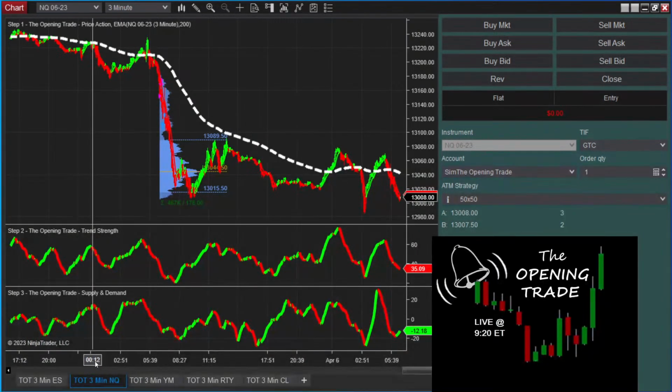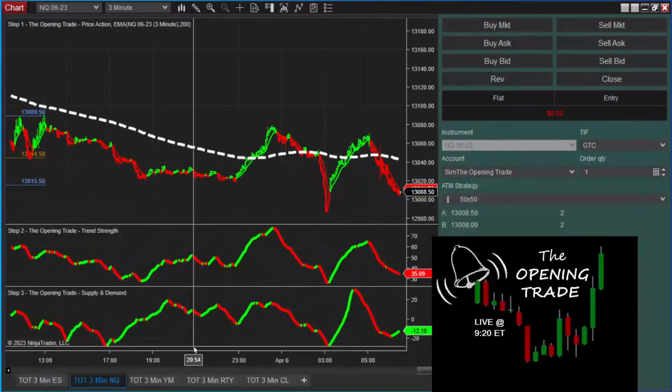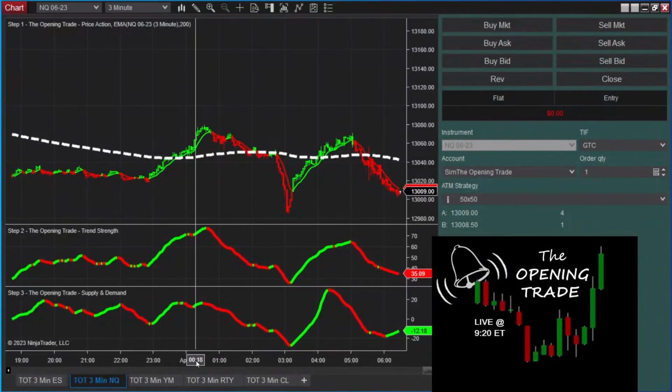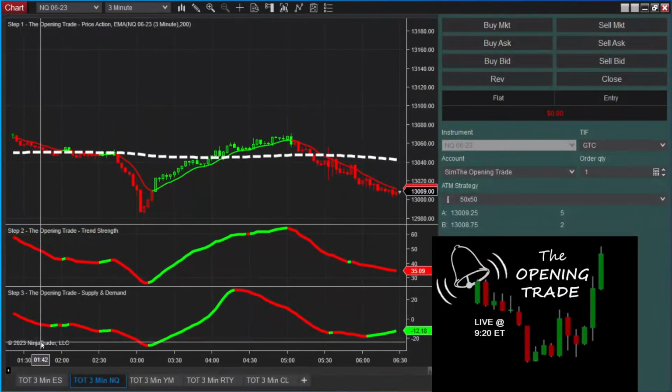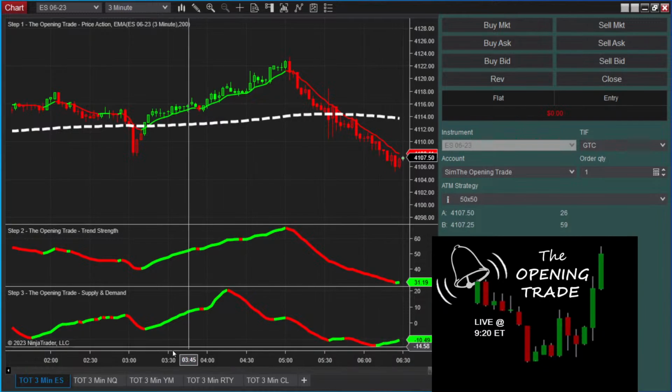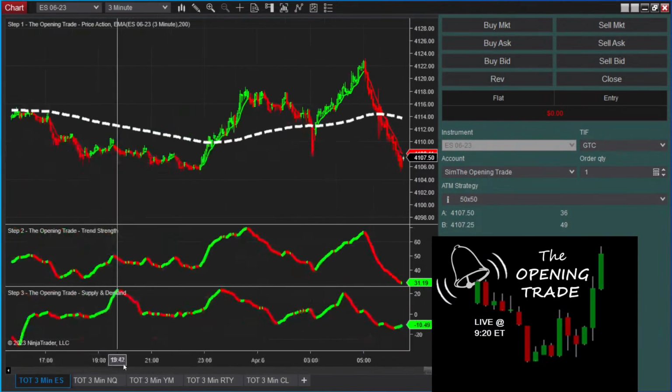Here's the start of yesterday on the NASDAQ, and it runs over here. It actually is more uniform of all the charts we've seen so far. And then let's take a look at the S&P 500.